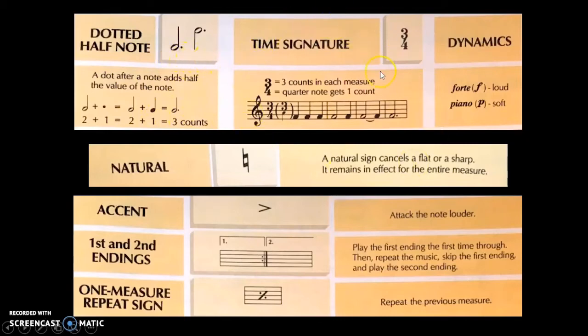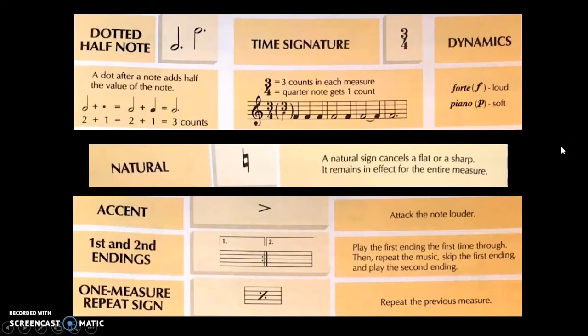Time signature changes. And this is when the book introduces 3-4 time. So there'll be 3 beats in each measure. 1, 2, 3, 1, 2, 3, 1, 2, 3, 1, 2, 3. So that means that there's 3 counts in each measure. Quarter note still gets 1 count.